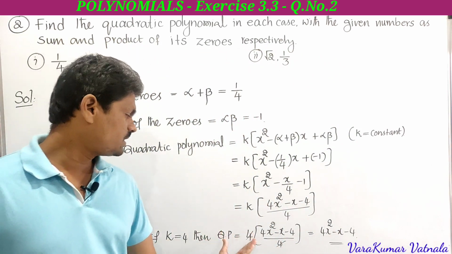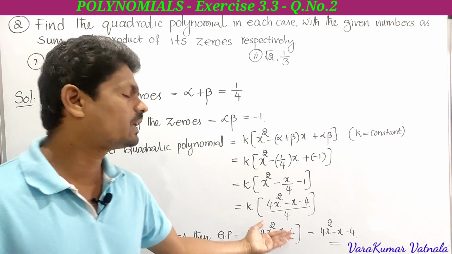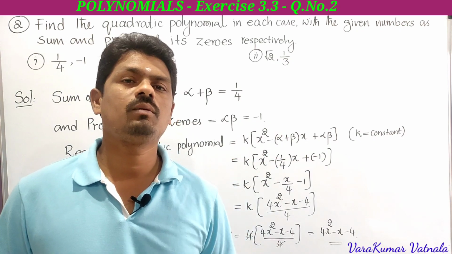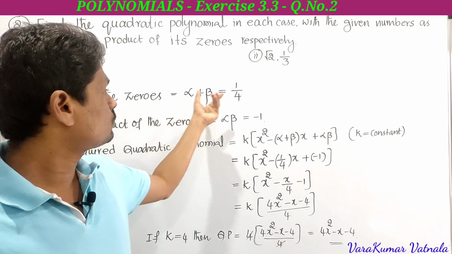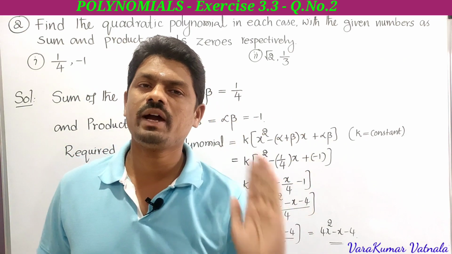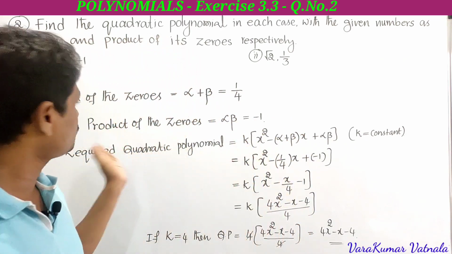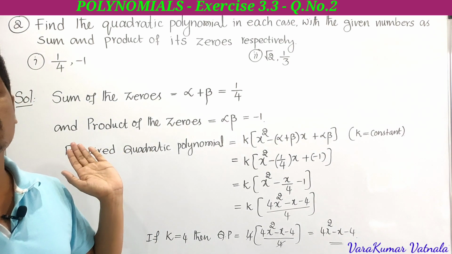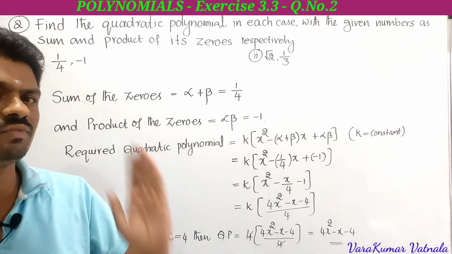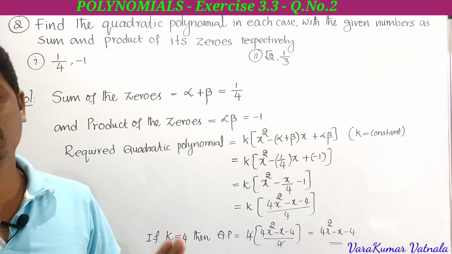By substituting k is equal to 1, 2, 3, 4, we can get different quadratic polynomials with the sum of the zeros 1 by 4 and the product of the zeros minus 1. So this is the first bit. Like this we can find the quadratic polynomial when he gives the sum of the zeros and the product of the zeros.